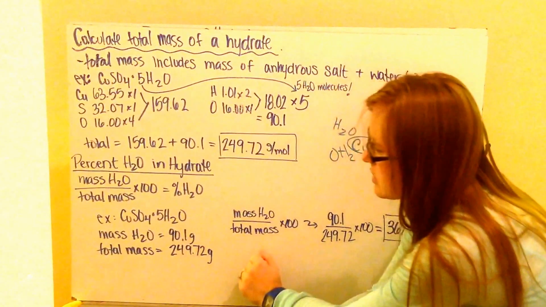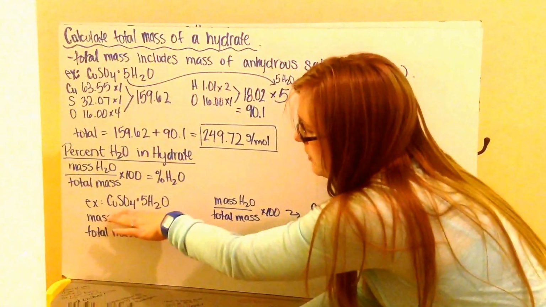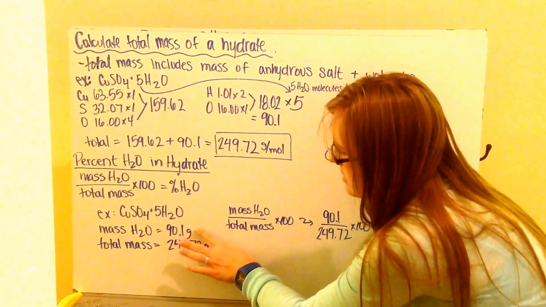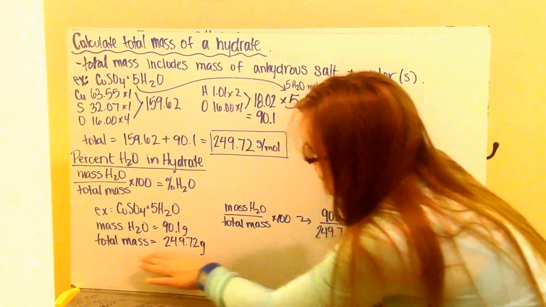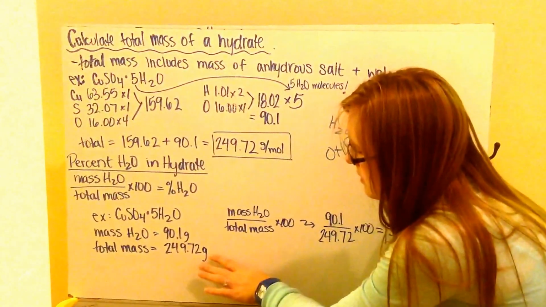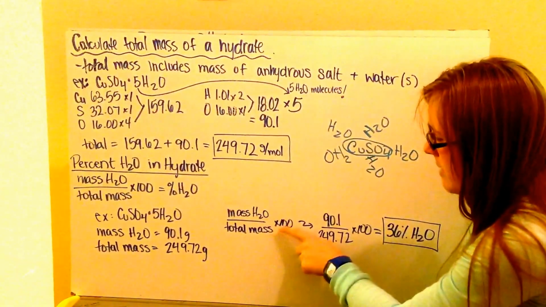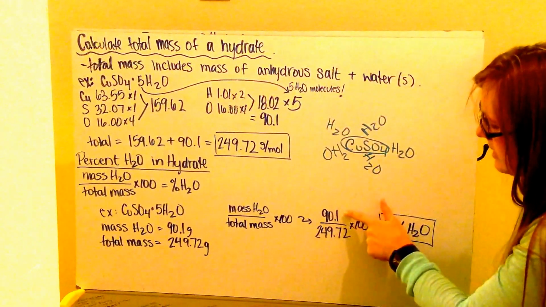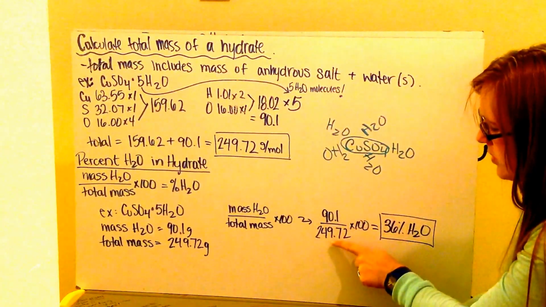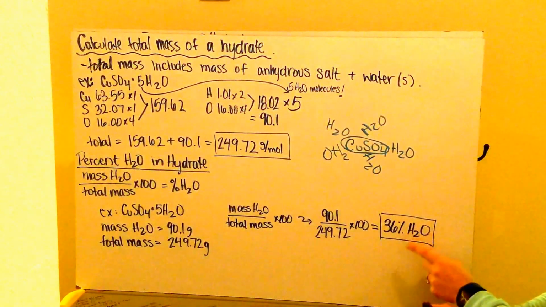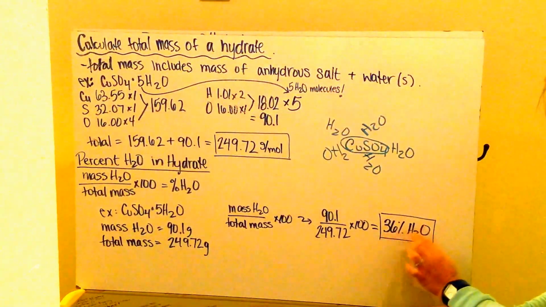So for my example of copper(II) sulfate pentahydrate, my mass of my water is 90.01 grams. My total mass is 249.72 grams. So I take my mass of water, divided by my total mass, times 100: 90.01 divided by 249.72 times 100 gives me a percent of water in my hydrate of 36% water.